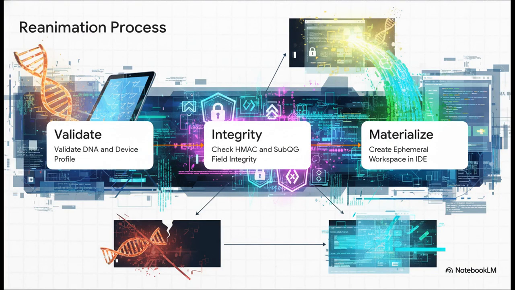When you hit Session Open, a very rigid sequence kicks off. First, it validates the DNA and the device profile. Second, it checks the cryptographic HMAC and the sub-Q field integrity that we talked about earlier. If and literally only if all of this is a perfect match, it materializes the code. It physically generates the files into a temporary ephemeral workspace on your machine, which then allows you to open it in your standard IDE like VS Code. But if the DNA is wrong or the device is wrong, it doesn't just block access. The code body simply refuses to form in the first place.